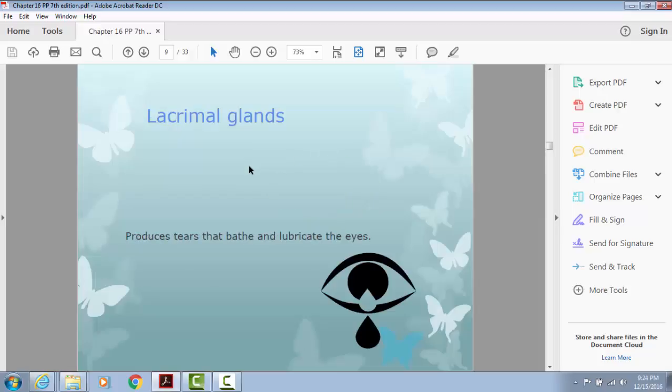The lacrimal glands then are the little tiny glands at the inner canthus, the corner of the eye, which are responsible for producing tears that bathe and lubricate the eyes. If your lacrimal glands are not producing enough tears, you can actually go blind from not having enough lubrication.